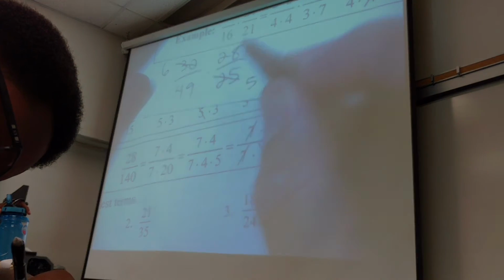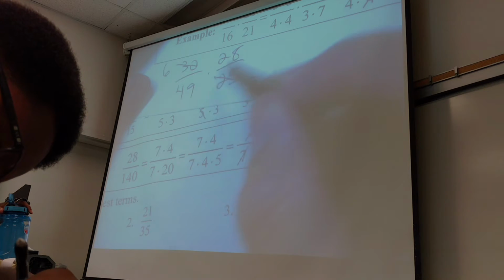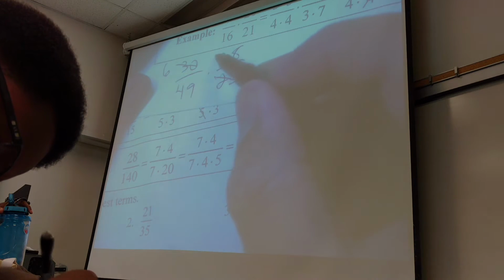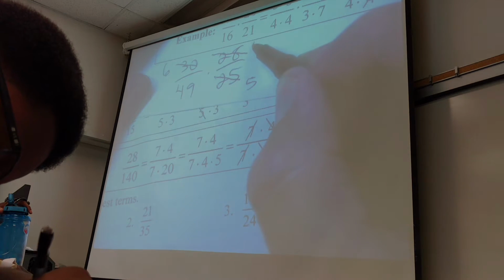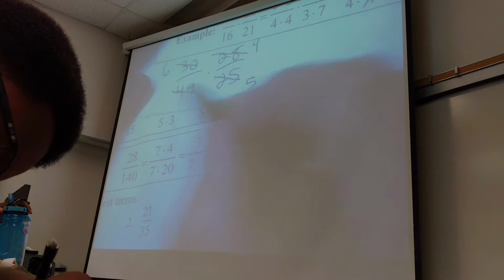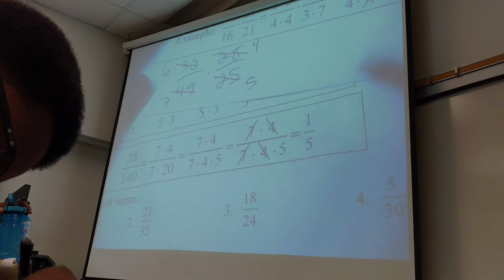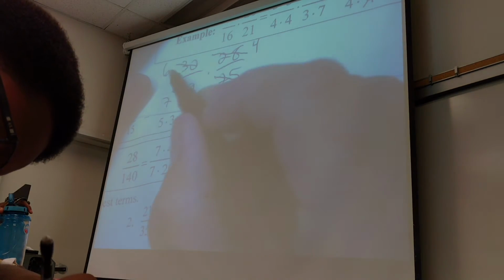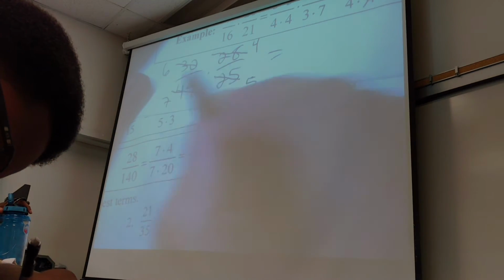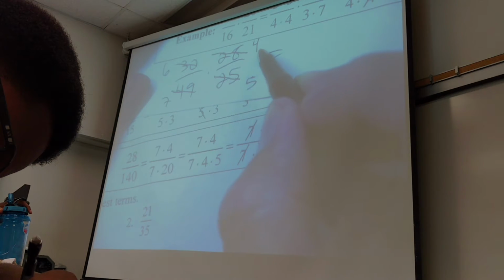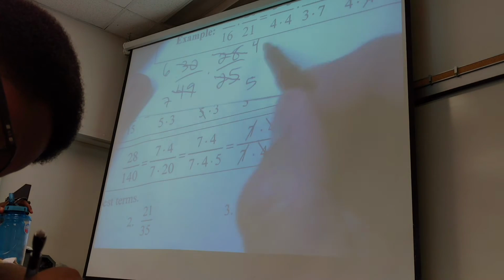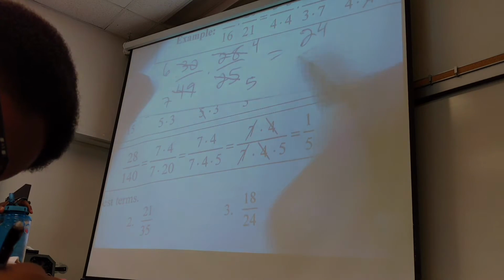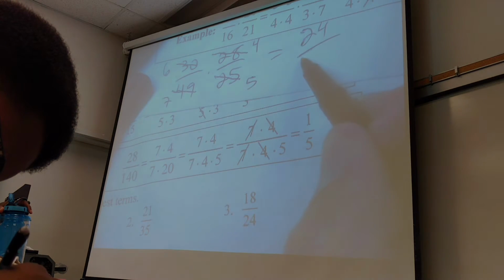I like it. What about this way? 20 and 49. 7 goes in, so 20 divided by 7 is 4? Not quite, 7 goes into 49, so 49 divided by 7 is 7. And nothing else goes in anywhere, right? So what do you end up with? 6 times 4? 24. 7 times 5? 35.